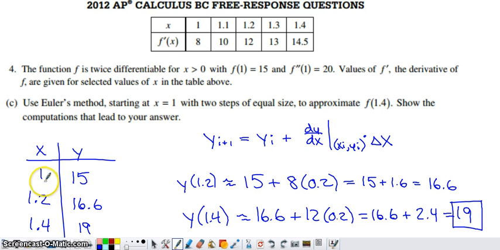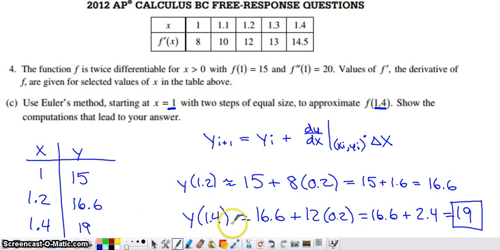And so we know that this little table right here is going to go from 1 to 1.2 to 1.4, to get from this x to this x with two steps of equal size. We would first find our estimate for the y value that corresponds to the x of 1.2. So we would take the previous y value, which is 15. We would add to that the slope of the tangent line at the previous ordered pair. So the slope of the tangent line at 1 is going to be 8. And then our step size, the distance between consecutive x's, is 0.2. Do the arithmetic and you get 16.6.